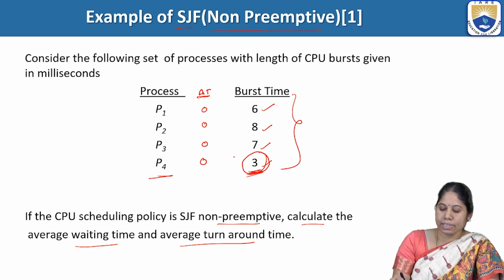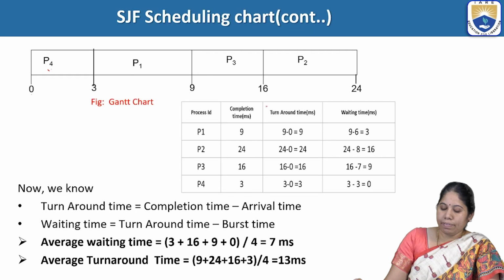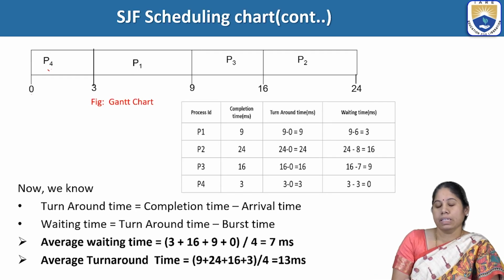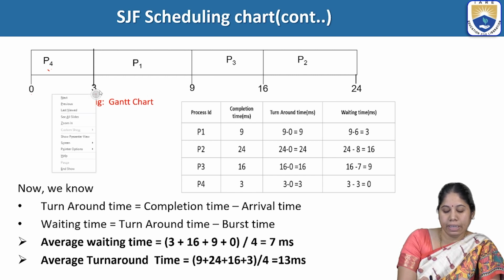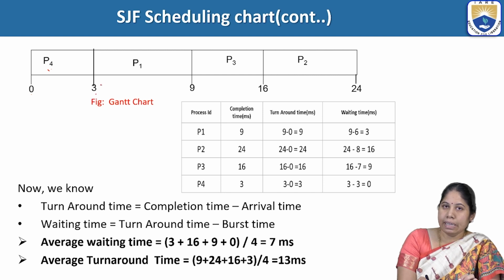Now let us see the question. Who is the next smallest once P4 is completed? In this queue, 6, P1 is having the smallest burst time. Now next, P1 is going to acquire the CPU. P1 will use the CPU for the execution. At time interval 3, P1 has waited 3 milliseconds to acquire the CPU. The waiting time for P1 is 3.